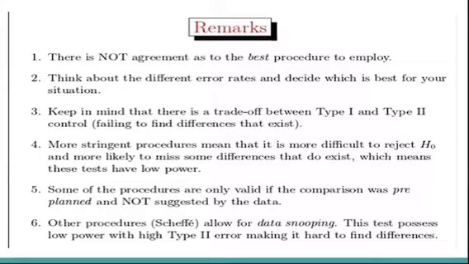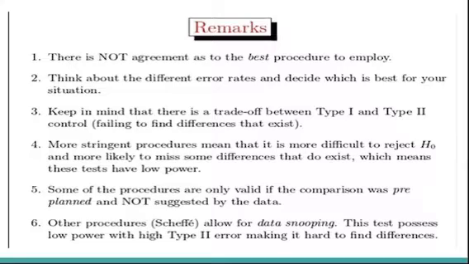Let me tell you, when you try to minimize type 1 error, you cannot minimize both types of error at the same time. When you minimize type 1 error, type 2 error is going to go up. But you can always strike a trade-off between them. More stringent procedure means it is more difficult to reject. When I say more stringent procedure, more difficult to reject, it means you are actually having a procedure that is highly conservative.